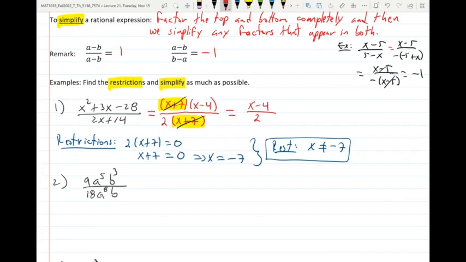Now, I want you to understand, I wrote an equal sign here. Technically speaking, these two expressions are not equal. Why are they not equal? Well, this expression doesn't care if x is -7. You can put -7 here, and you will get a value if you evaluate this at -7. But this one cares about it because you cannot put -7. So these two things are the same as long as x is different than -7. When x is -7, the right side is defined, the left is not.